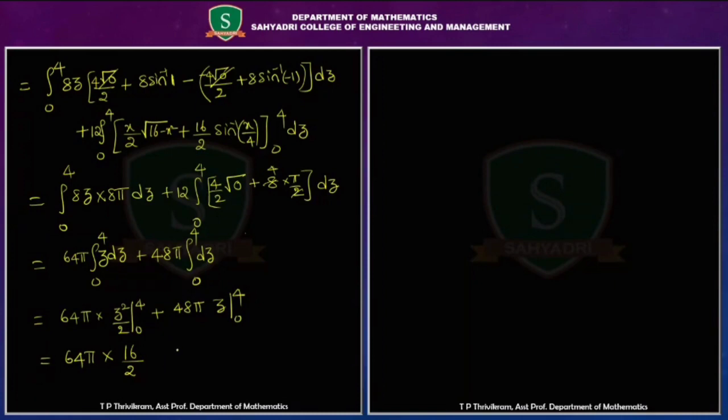So plus 48 pi into 4. So 16 into 64 into 8, 512, I think. 512 pi plus 192 pi. So total how much? 704. So 704 pi you will get.